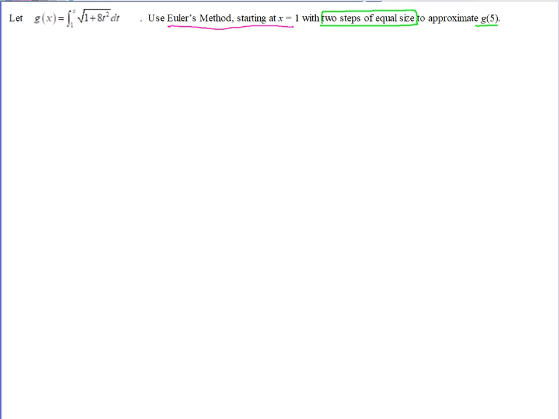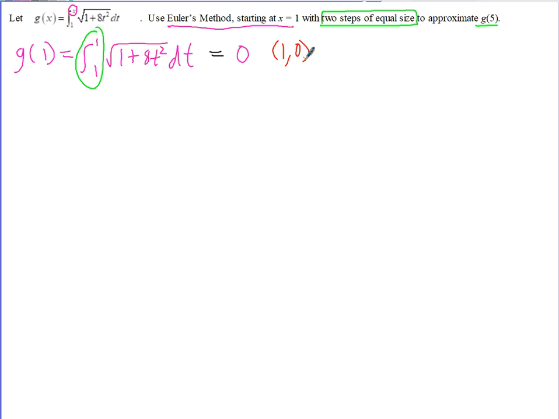So notice, unlike most of the problems, it actually doesn't tell us what the starting point is. At 1, we know we're starting at 1, so you actually have to find the starting point here, g of 1. That means you plug in the 1, notice just for x, not for t. So we plug in the 1 right there for x, the integral from 1 to 1 of the square root of 1 plus 8t squared. But remember, when the lower and upper limit of a definite integral are the same, it's just going to give you 0. So our starting point here is actually (1, 0), just x and y.